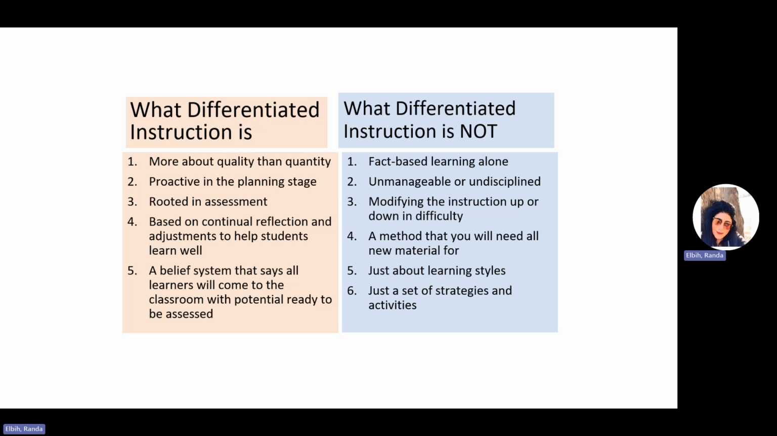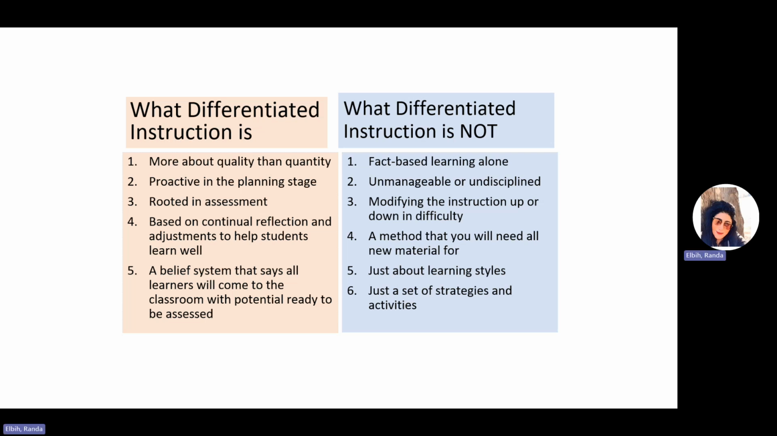So the big part of the work for differentiated instruction happens during the planning stage, because you need to think about your students while you're doing planning, okay?